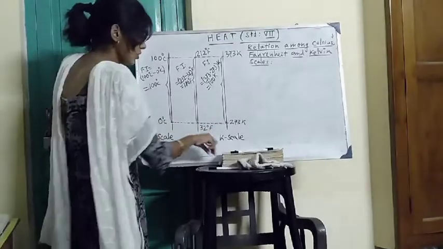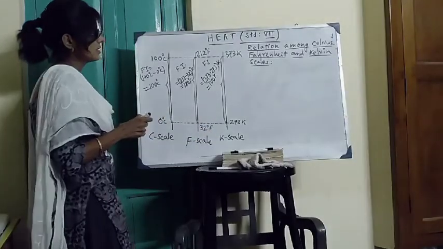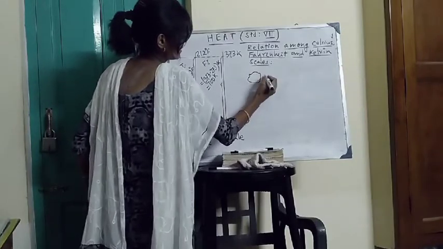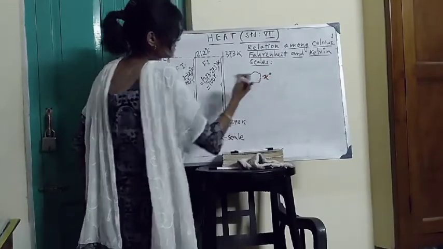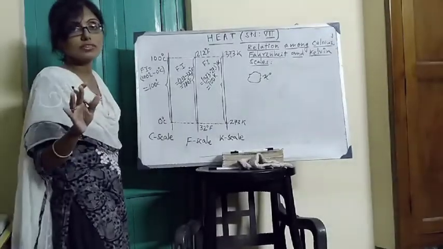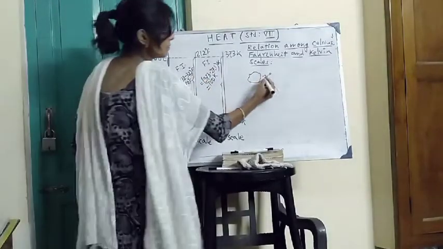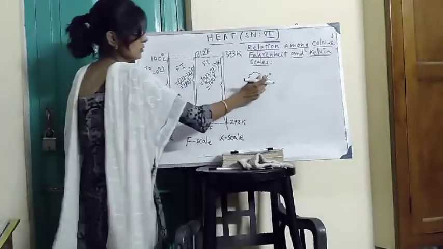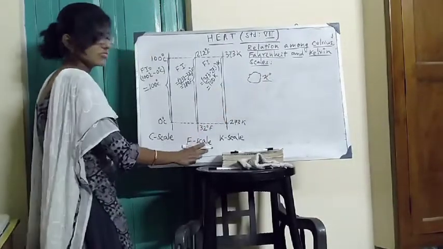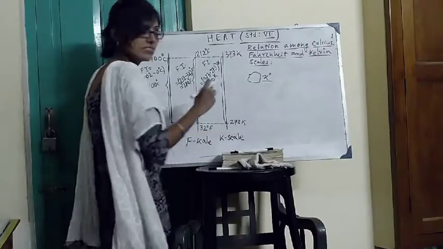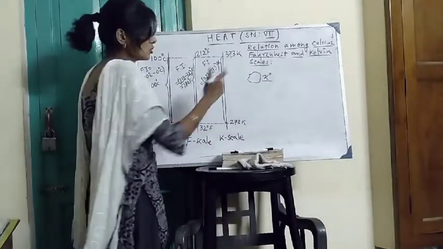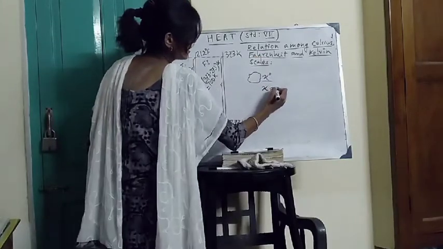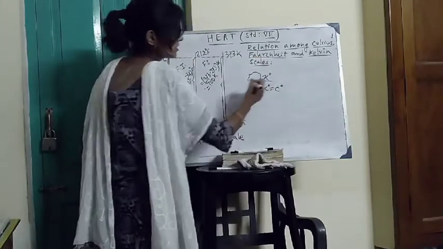Clear? Now consider any arbitrary body, any three-dimensional body whose temperature is arbitrary, x degree. We don't know the value of x. Okay, we can measure the value of x in Celsius scale. We can also measure the value of x in Fahrenheit scale and in Kelvin scale. Clear? So suppose the value of x in Celsius scale is c. x degree is equal to c degree.